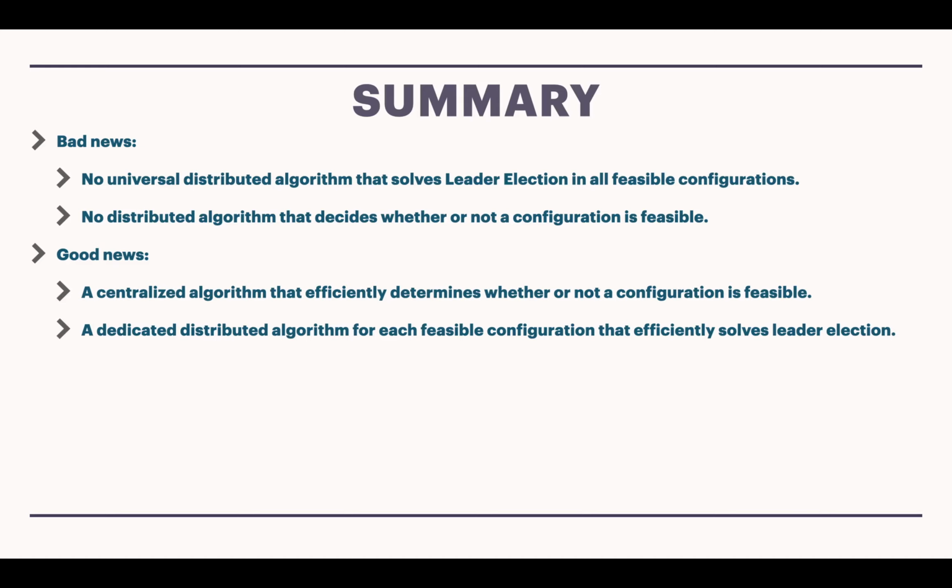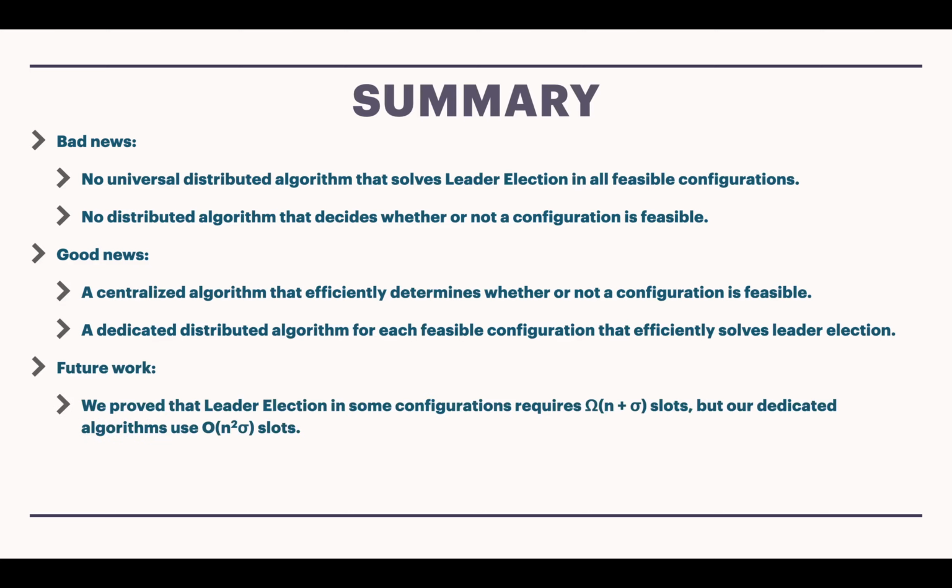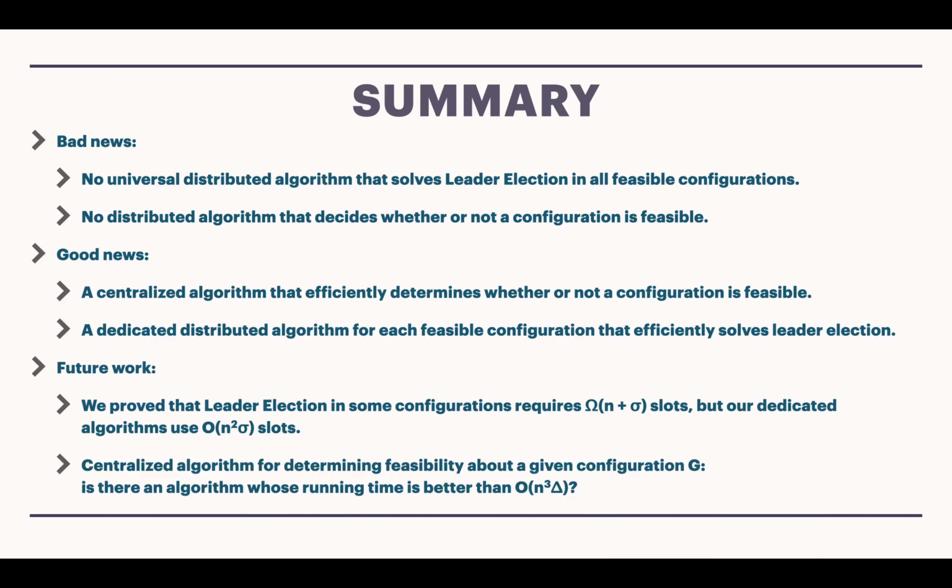With regards to future work, we proved via our lower bounds that even dedicated algorithms for some configurations require big omega of n plus sigma slots, since n and sigma are both independently lower bounds. But our dedicated algorithms, the ones that classifier tells us about, use big O of n squared times sigma slots. So there's quite a gap there that could be closed. And with regards to the centralized algorithm that determines feasibility of a configuration, our algorithm runs in big O of n cubed times delta. And obviously there's the question of, could it be done more efficiently?